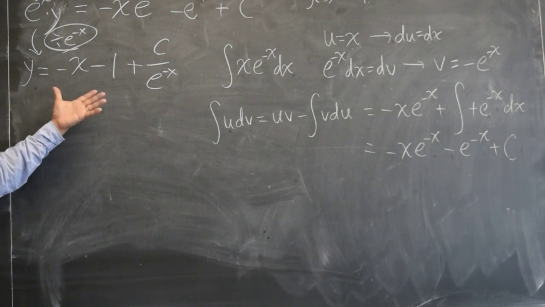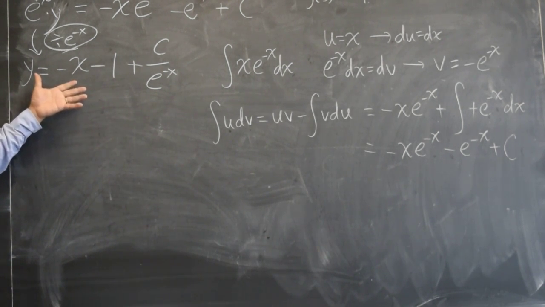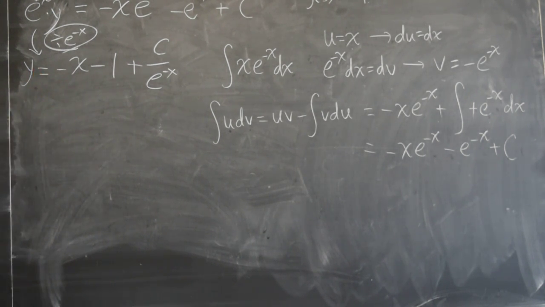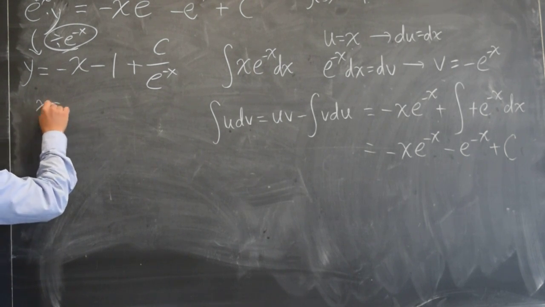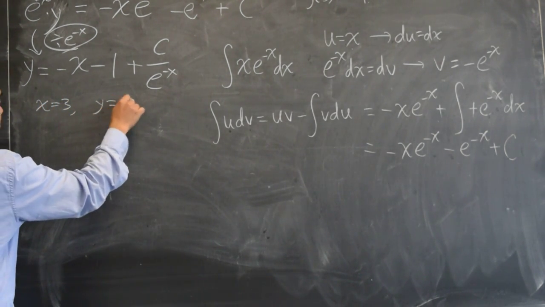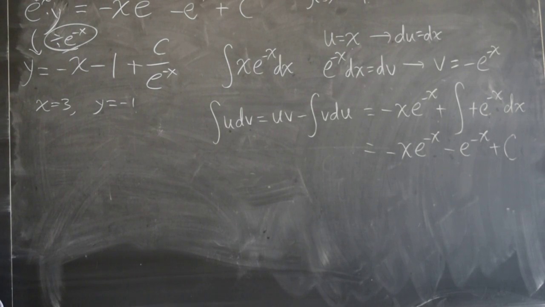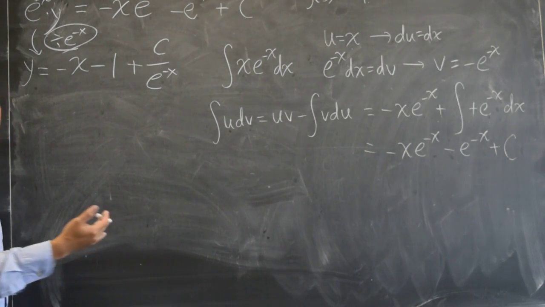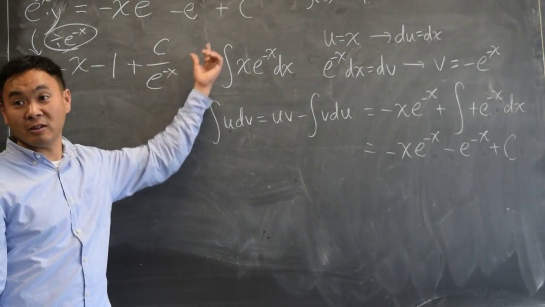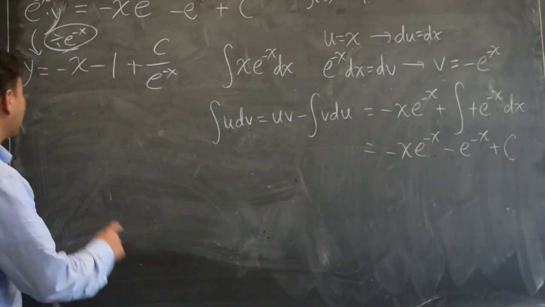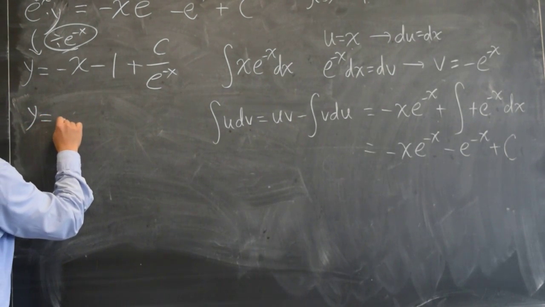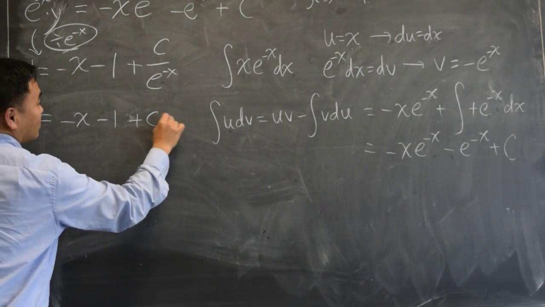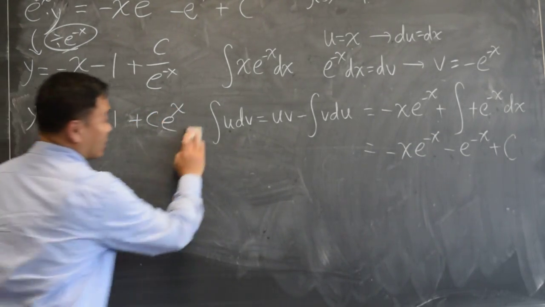It's almost the curve that we want, except that it still doesn't pass through x equals 3 and y equals negative 1, right? So you should plug that in. x equals 3, y equals negative 1. Oh, by the way, before I do this, e to the negative x. Can't you raise this up, right? e to the x. So I can make it even simpler. So it's negative x minus 1 plus c e to the x. I raise this now.